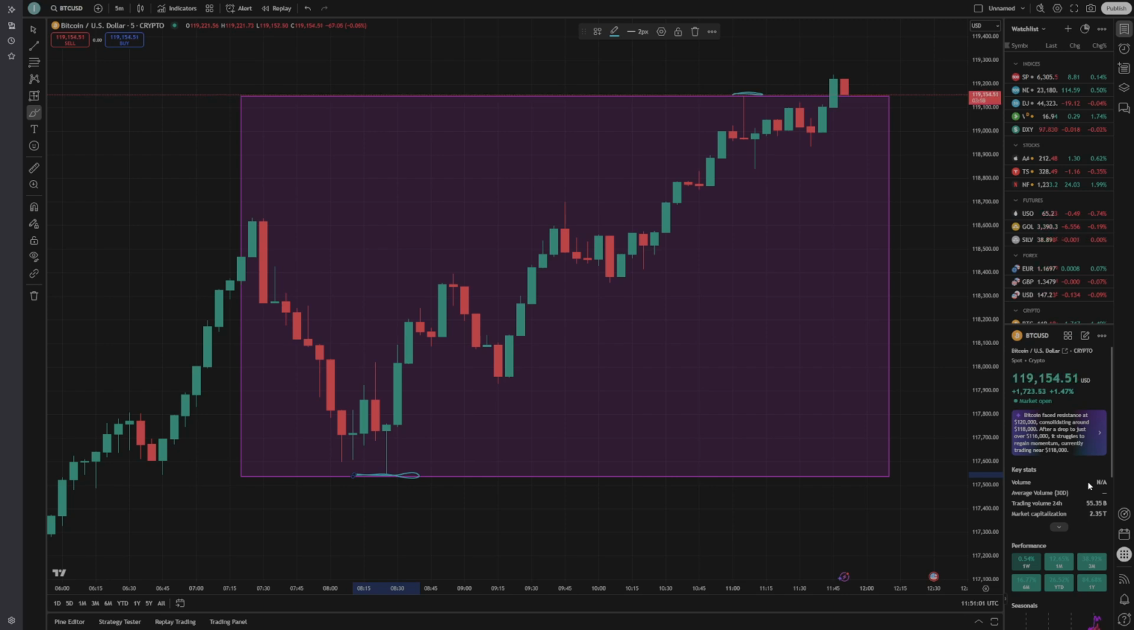Why this works. Let's take a step back. Why was this setup so strong? Here's why. It happened at a key level, the bottom of the box. It had a rejection wick, showing buyer interest. It was followed by a bullish engulfing candle. The market respected the box boundaries. And there was no rush, just clear confirmation. This is where traders win.